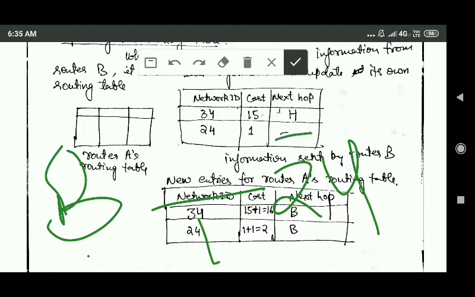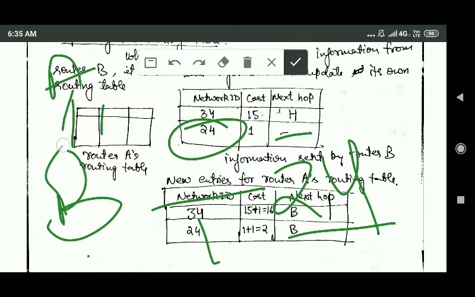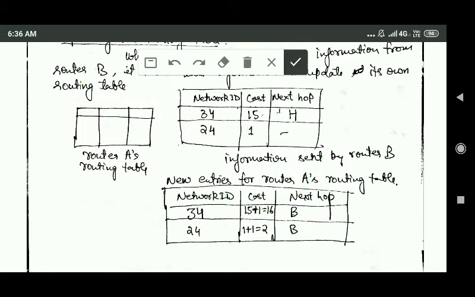That's why the next hop or next router field is empty. So if router A has to send a packet to this network 24, then first router A will send the packet to router B, and it will cost 1 unit. And from router B sending a packet to network 24, it will cost 1 unit. So the total cost from router A to network 24 will be 2 units.